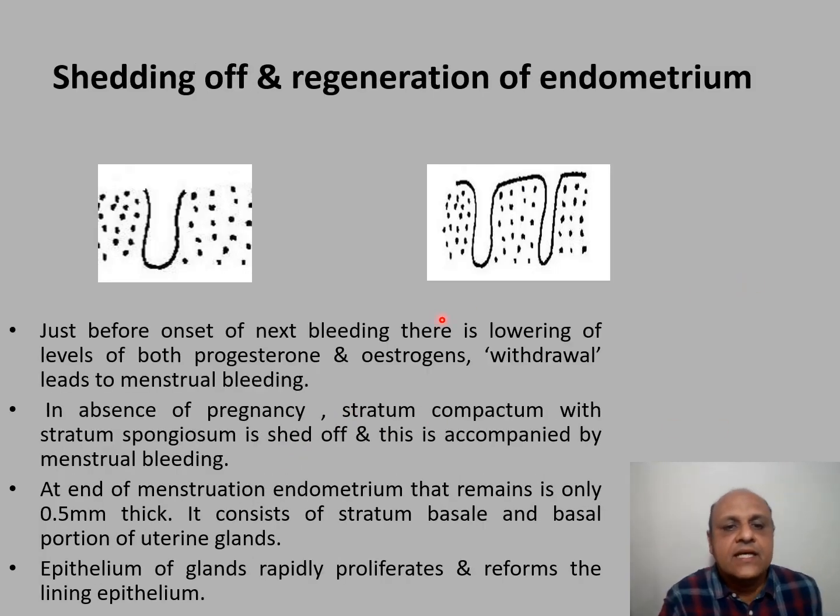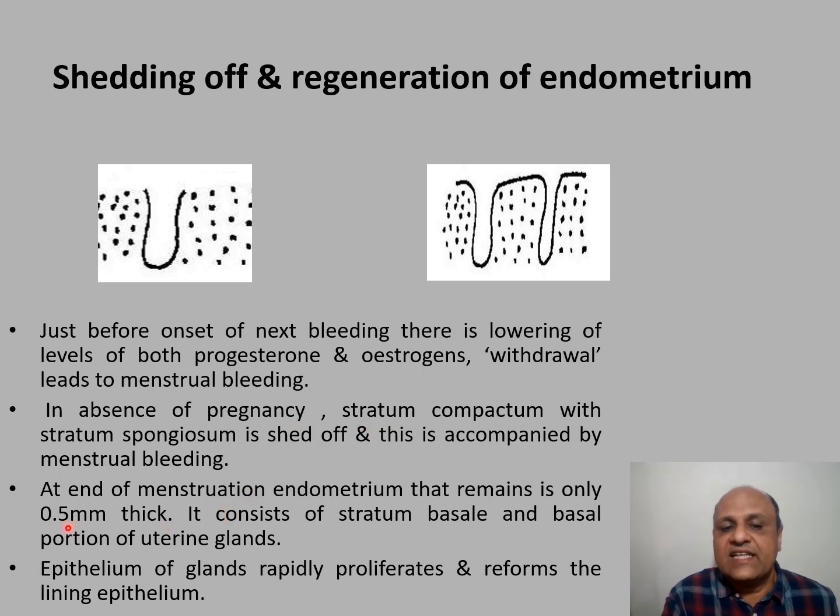Then what happens is, just before the onset of next bleeding, there is lowering of levels of both estrogen and progesterone. So withdrawal of both these hormones, estrogen and progesterone, leads to menstrual bleeding. And in the absence of pregnancy, the endometrium is then shed off, stratum compactum and spongiosum is shed off, so basale remains there.